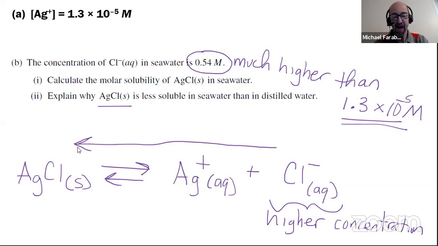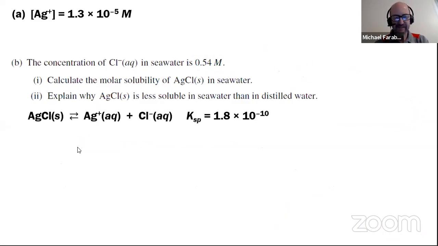So we're going to do the math in part I, and then we're going to explain why in part II. Okay, let's go ahead and do the math. So we still have our KSP, but now we are not doing X and X.